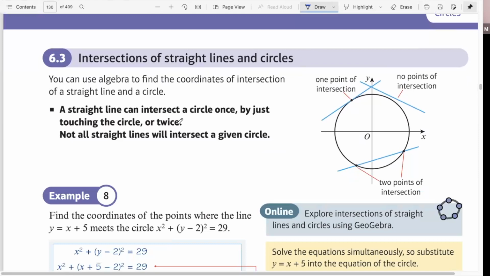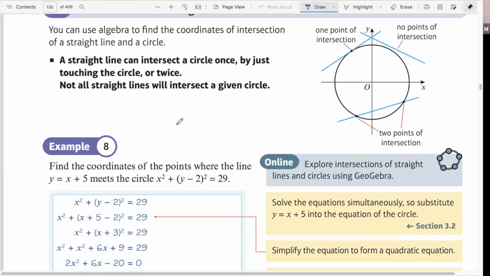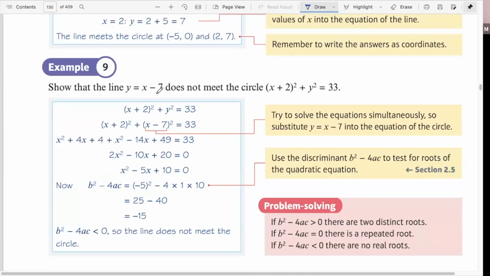Intersection of straight lines and circles. This is clearly a linear and quadratic equation being solved simultaneously. Show that the line y is equal to x minus 7 does not meet the circle. If it does not meet, the left hand side will not be equal to the right hand side. For example, he has already made y the subject: y is equal to x minus 7. You plug in y right here, and simplifying the equation changes the shape into this.